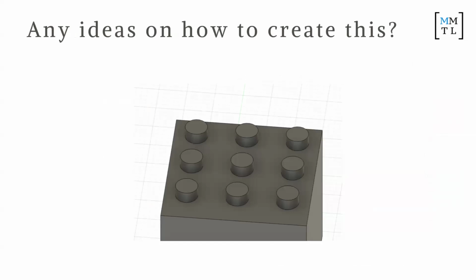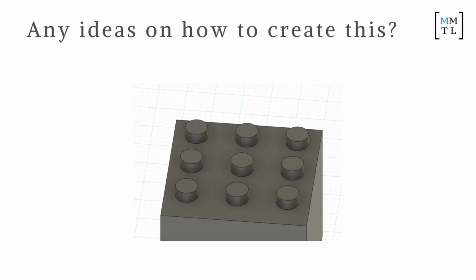So anyone have ideas on how to create this structure on top of our big cube one? How do we do this? The most direct way is probably to just sketch 9 circles, right? And then just dimension all of them. Or if you guys have figured out, you can also pattern sketches as well. But that's not the way that we want to teach you.